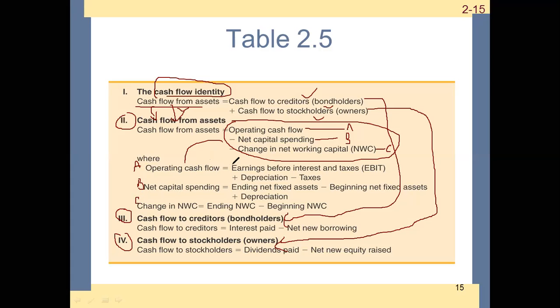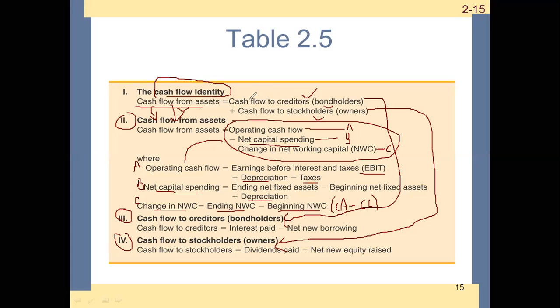Okay, so operating cash flow is calculated as EBIT, we have already learned that, EBIT plus depreciation minus taxes. And second thing is B, net capital spending. It is calculated as our ending net fixed assets, the closing net fixed assets, minus beginning net fixed assets plus depreciation. And C, third thing, changes in net working capital, is equal to ending net working capital minus beginning net working capital. And actually net working capital is calculated as current assets minus current liabilities. Okay, so this is the same simple formula.